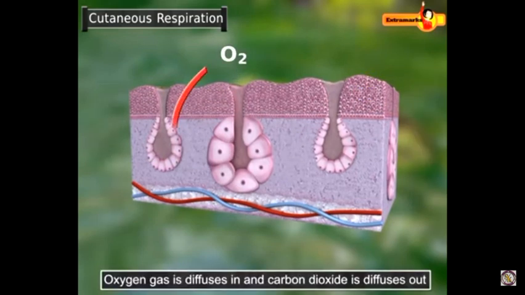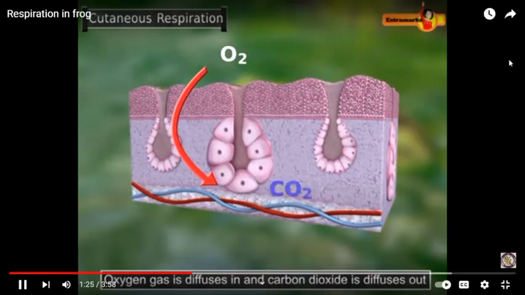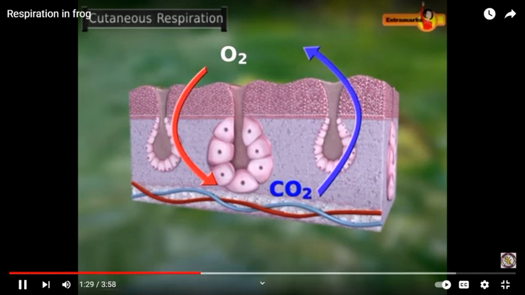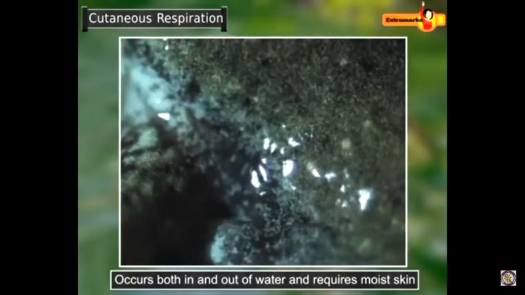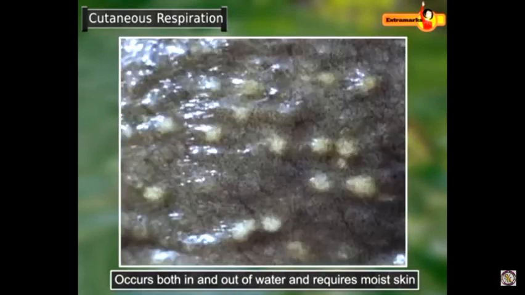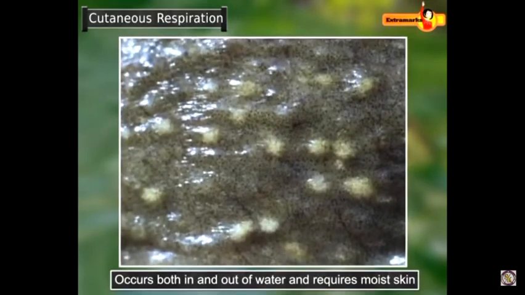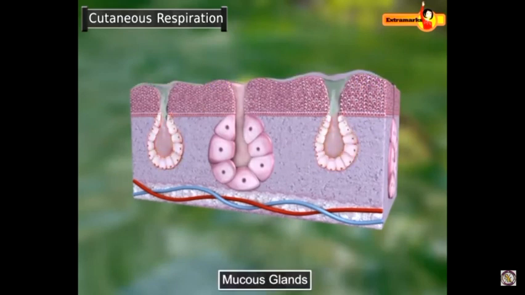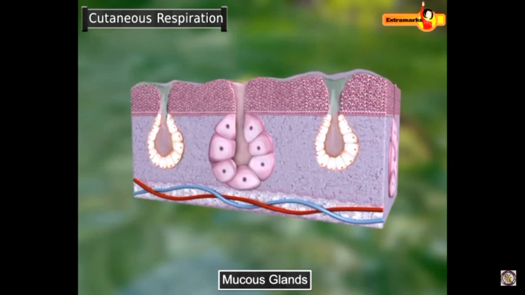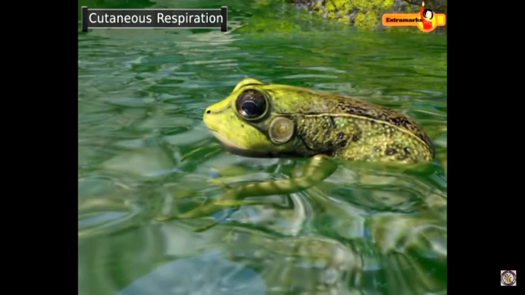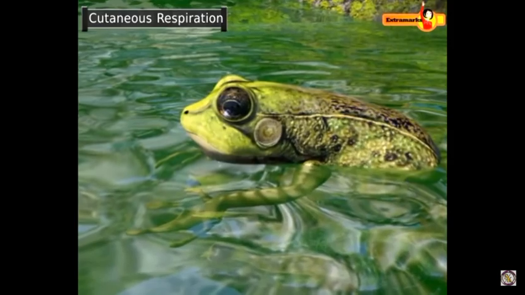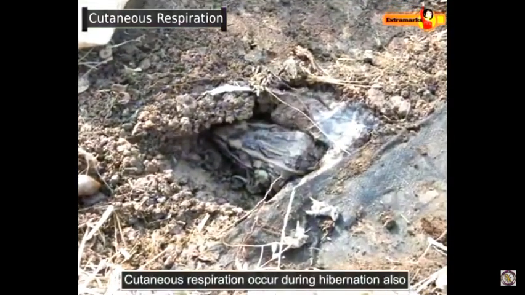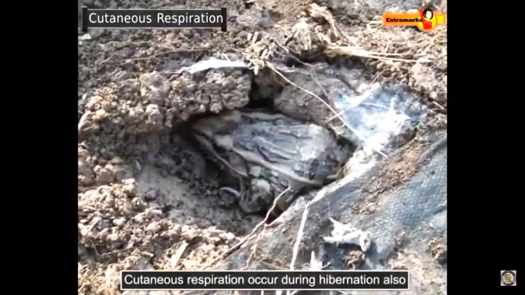So can you explain why frogs will always have moist skin? Oxygen gas diffuses in and carbon dioxide diffuses out of the body. This mode of respiration occurs both in water and on land and requires moist skin. Thus, frogs always have moist skin due to glands which produce mucus across the skin. It accounts for more than half of the respiration in adult frogs.